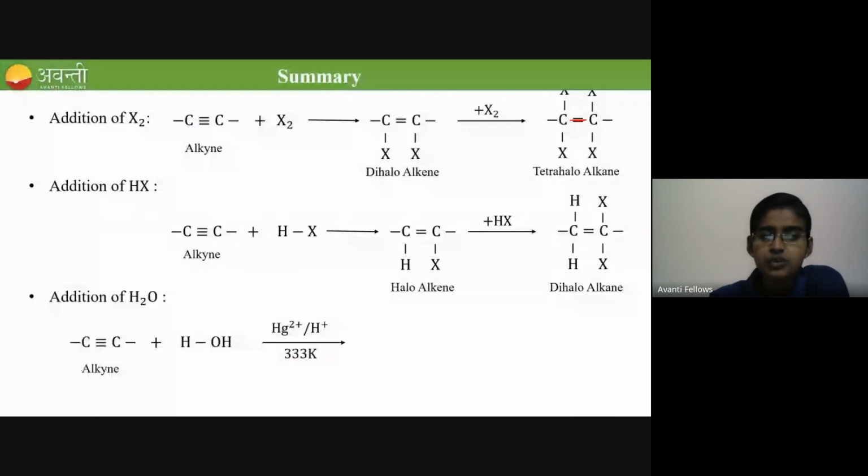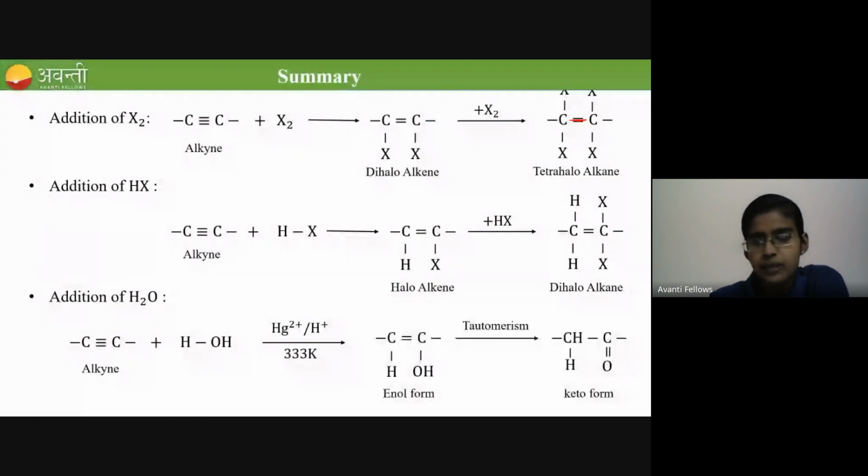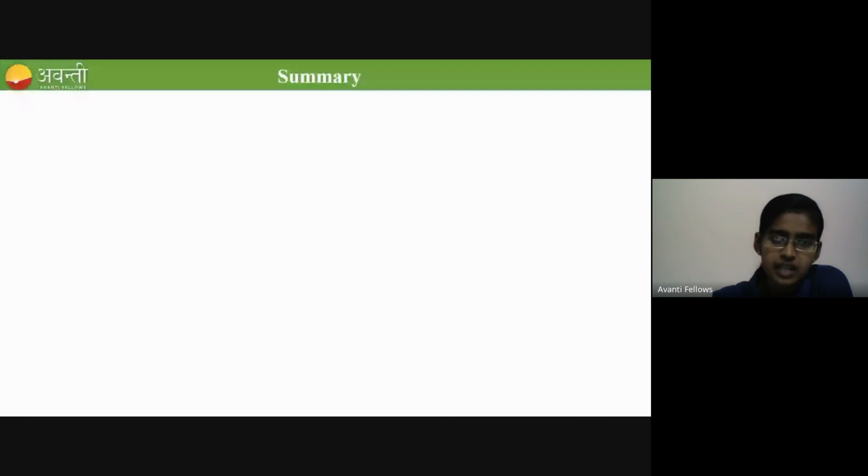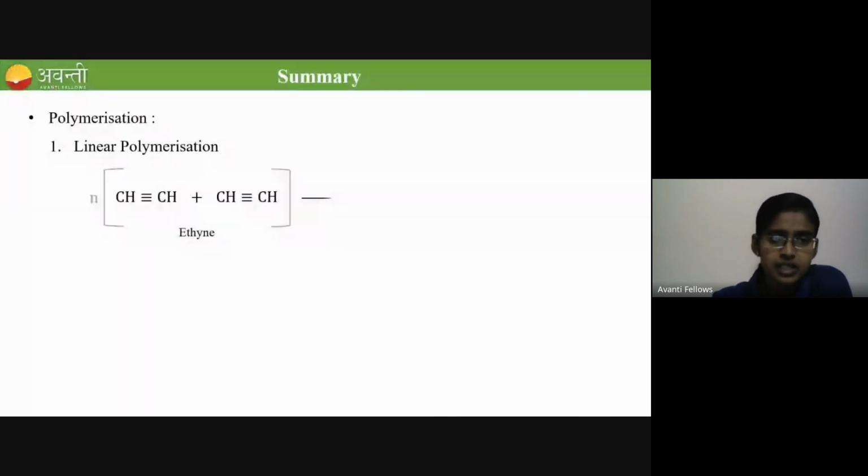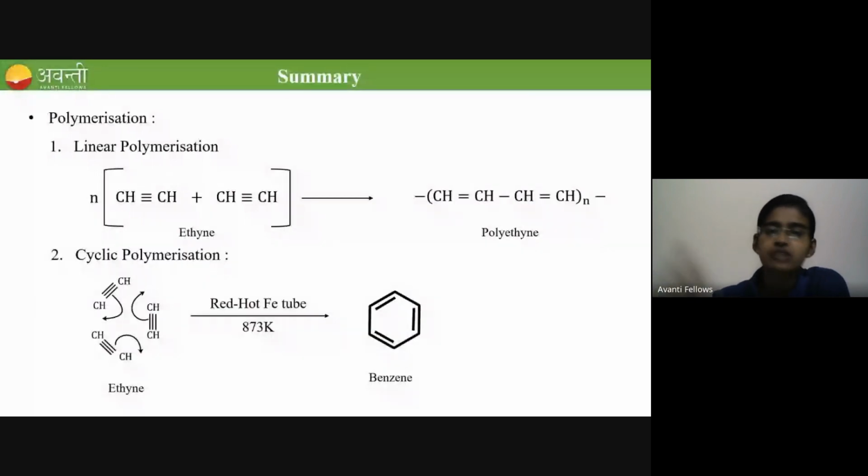Then in addition of H2O also, we have used the same Markovnikov addition for unsymmetrical, and for symmetrical, the same thing. And here the tautomerization concept came into existence, and you should know how to form the tautomer. Okay, how to prepare the tautomer. So just revise that part. This is about the addition of H2O, and coming to the last reaction, that is polymerization. There are two types, linear and cyclic. So cyclic polymerization leads to the formation of a more stable aromatic compound. So this is what we have discussed in alkynes. Okay, yeah. Cyclic polymerization leads to the formation of aromatic compound.